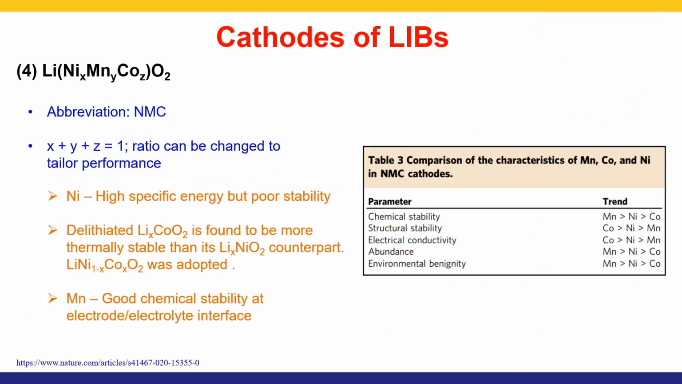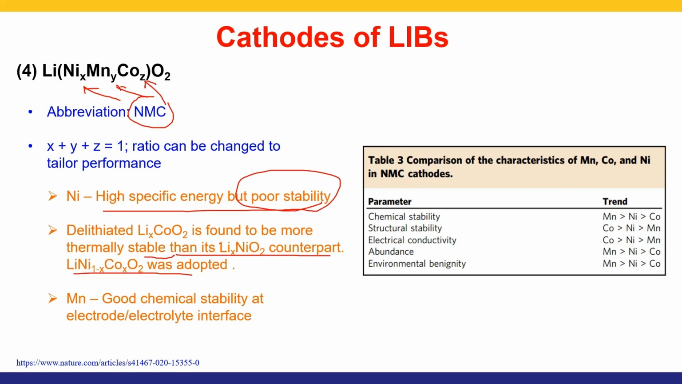Now, let's come to the NMC. N stands for nickel, M stands for manganese, and C stands for cobalt. The idea is that nickel has high energy density. However, it is not stable, and therefore we need to blend with cobalt. However, cobalt is expensive, and therefore we need to tune the ratios of these three elements. As such, the cost and the performance do not trade off very much.